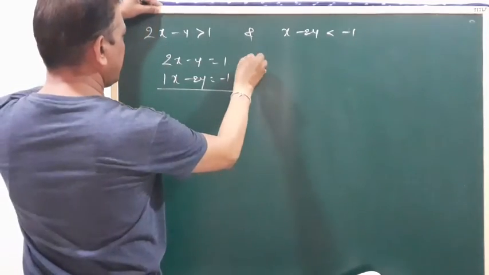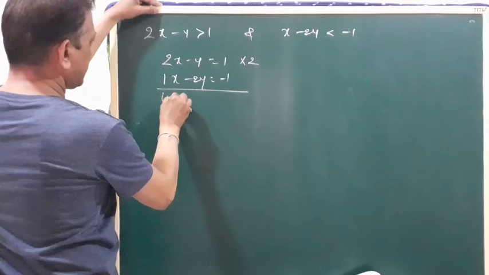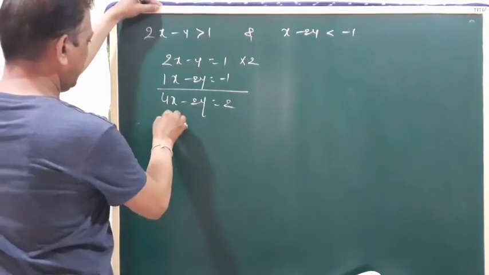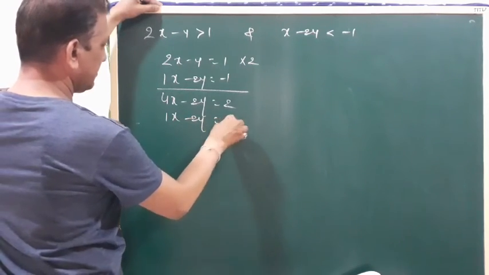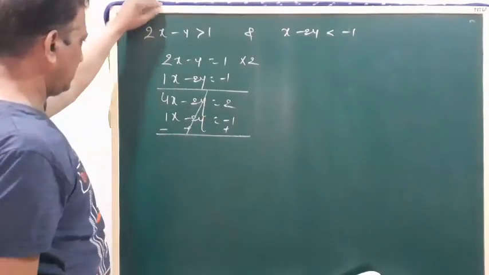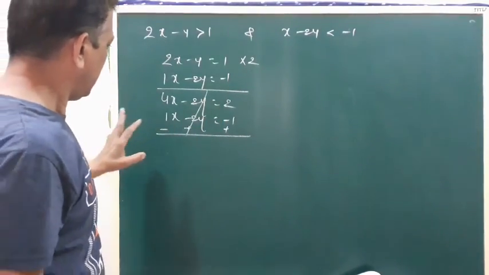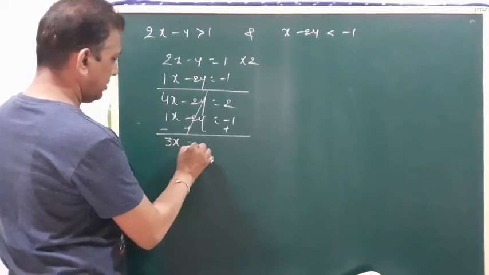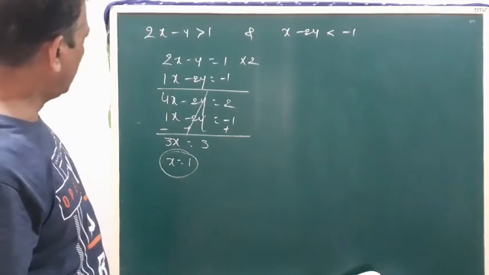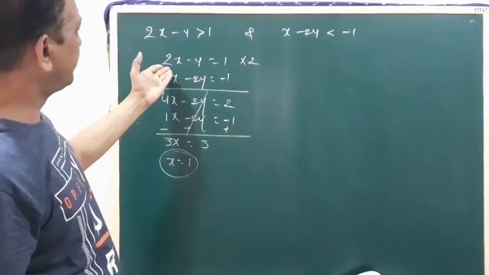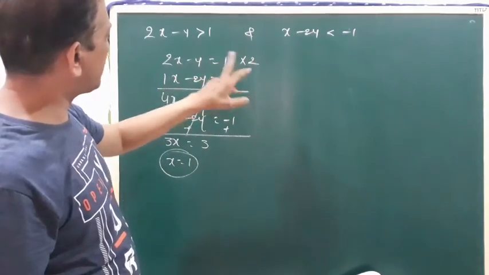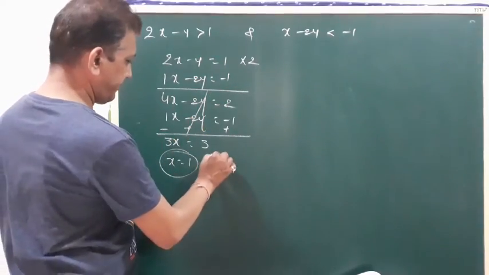Okay, multiply by 2. 4x, 2y, okay, 1x, okay, 4 minus 1, so x equal to 1. Put x equal to 1 here in any one equation. 2 ones are 2, 2 minus 1, minus y equal to minus 1, so y equal to 1.